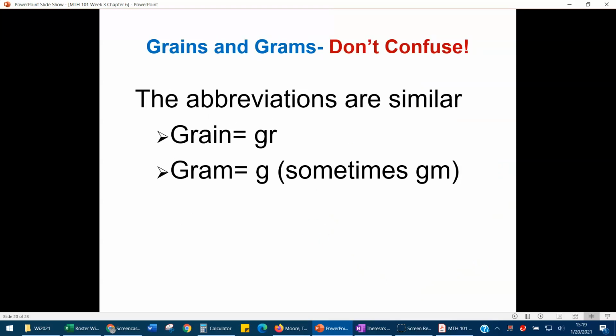Now you don't want to confuse grain and gram. The apothecary grain is abbreviated GR, lowercase g, lowercase r. But our metric gram is abbreviated with a G, and again, sometimes GM, but I don't use it in this class, and I've not seen it used. So GR for grain, G for gram.